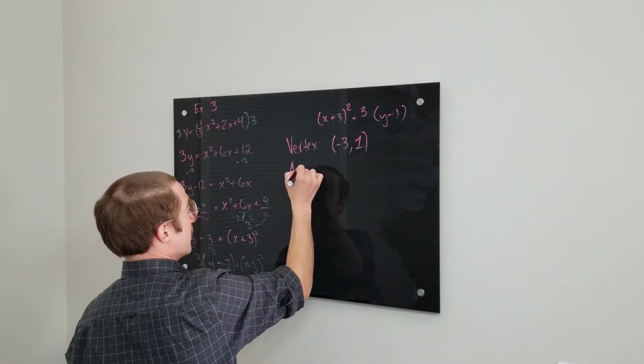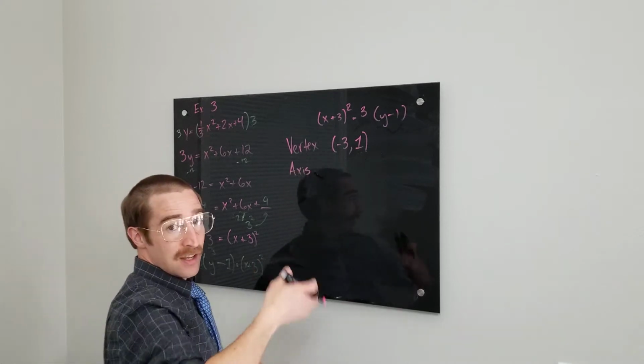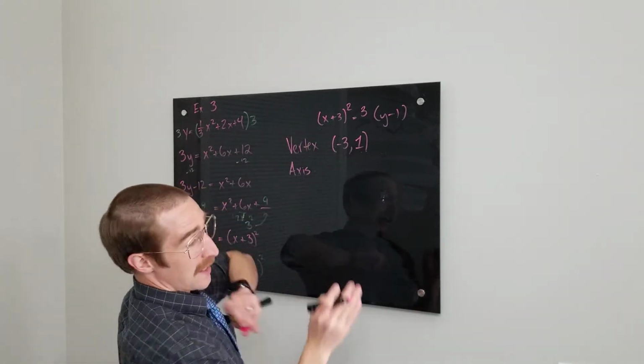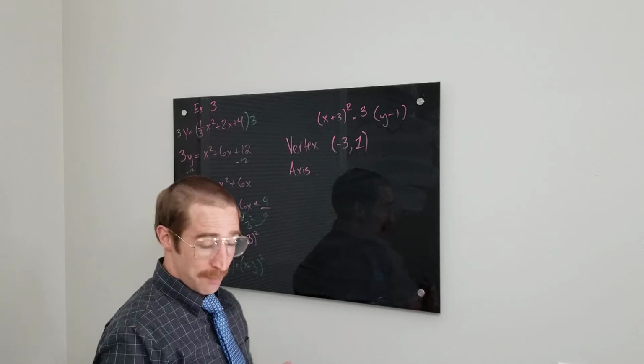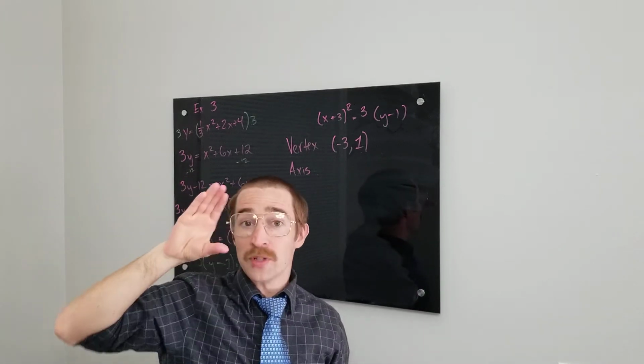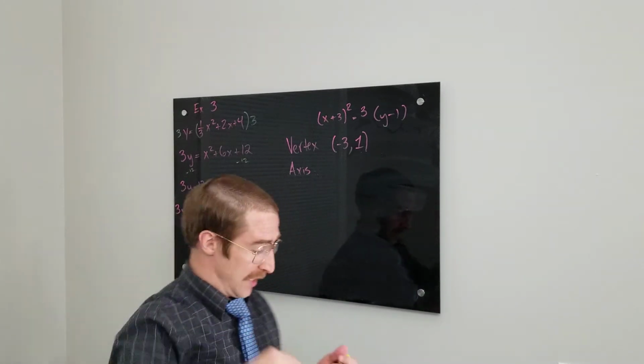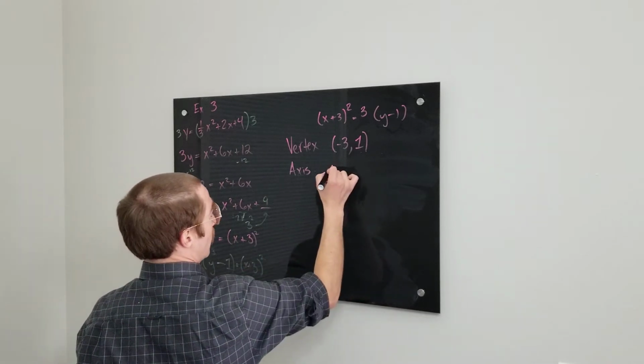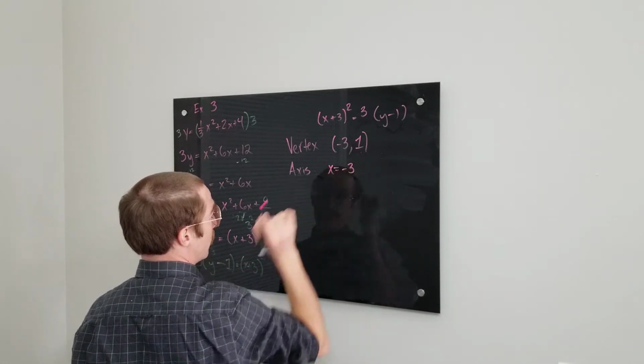The axis, if it is opening up, if the x is squared, is x equals the x number. If it's horizontal, it's y equals the y number of the vertex. So here it's x equals -3.